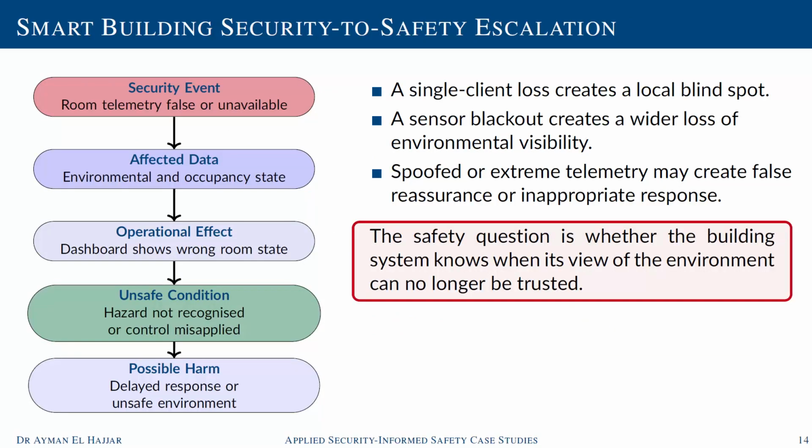Smart building security to safety escalation involves false or unavailable telemetry, which can cause the dashboard to present the wrong room state. A hazard may then be missed, or control may be applied incorrectly. It starts from a security event leading to possible harm. The critical issue is whether the system recognizes when its view of the building is no longer trustworthy.